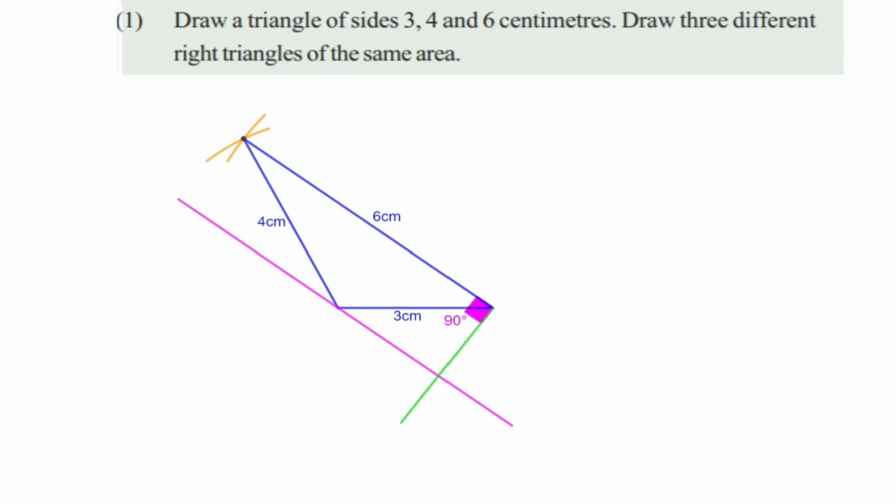Mark the point of intersection of this line with the parallel line. Now join that point to the other vertex of the 6 centimeter side. This is the required right triangle. It's a right triangle because this angle is 90 degrees, and the area of this triangle is equal to the first triangle because both of them have the same base and the third vertices are on a line parallel to the base.